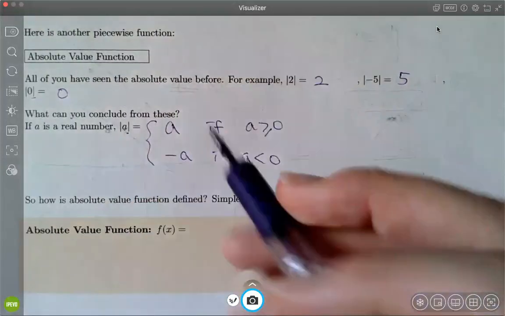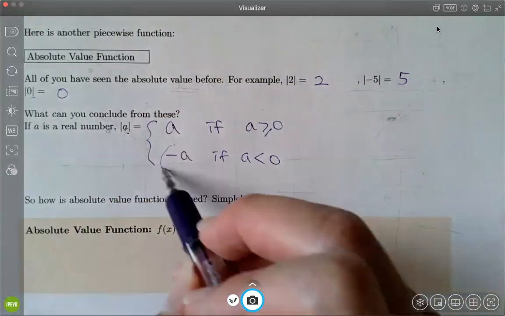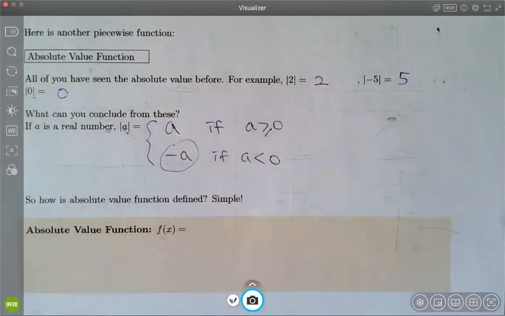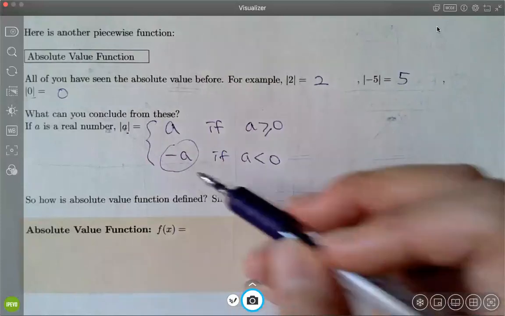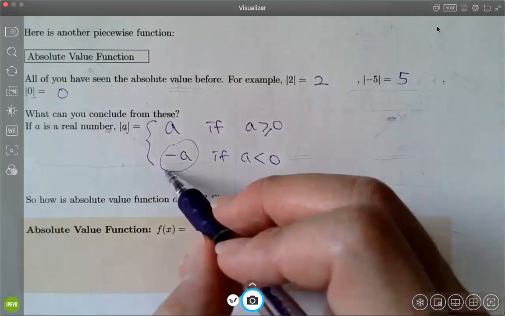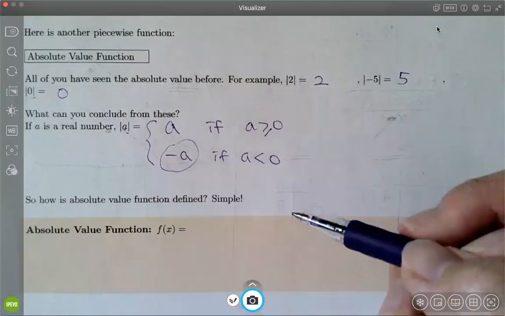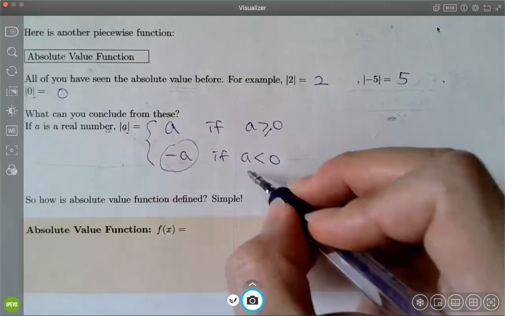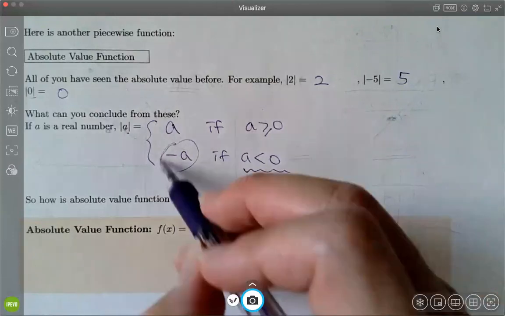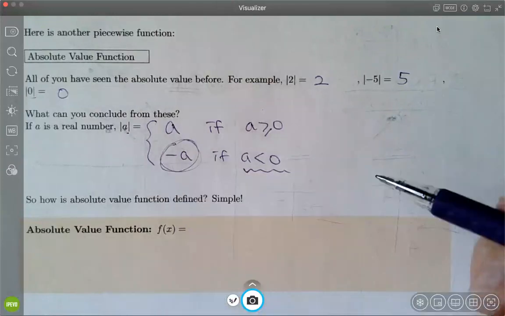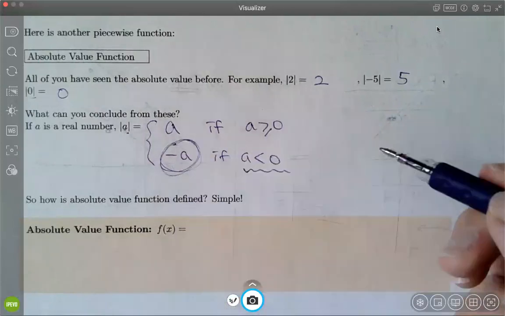Now, when people see this negative a, sometimes they ask, well, absolute value cannot be negative. So how can you have a negative number here? Well, is negative a a negative number? And the answer is no. Why? Because a was negative from the beginning. So what's the sign of negative a? Positive, right? Okay, so this entire thing is positive. So, oh yeah, I'm not violating the math.